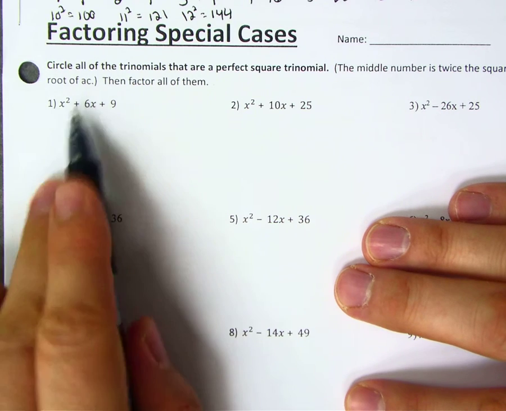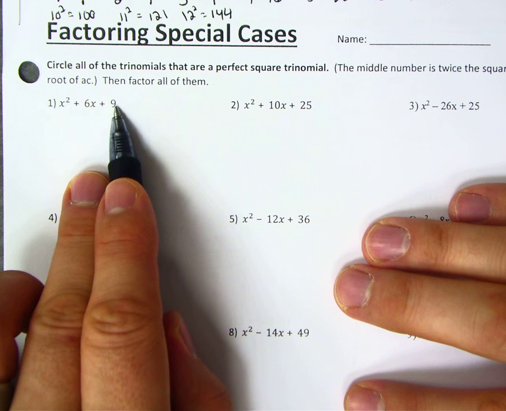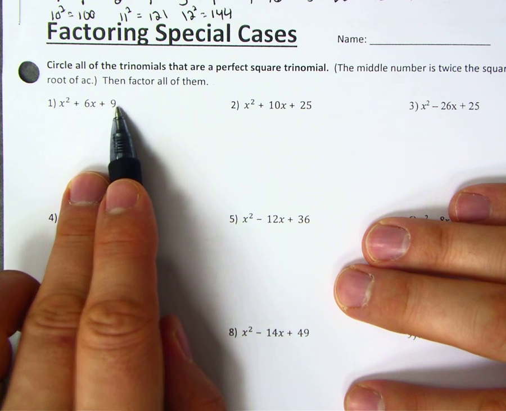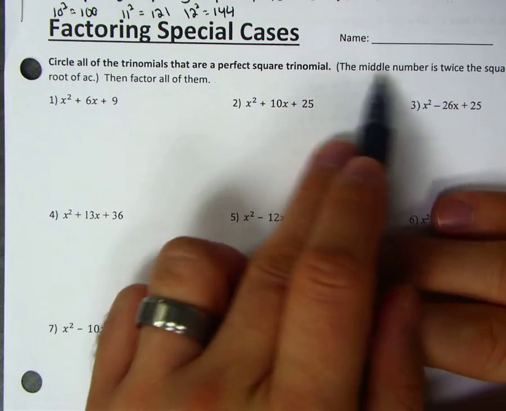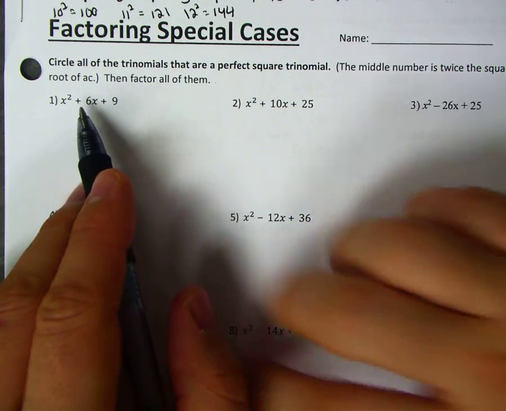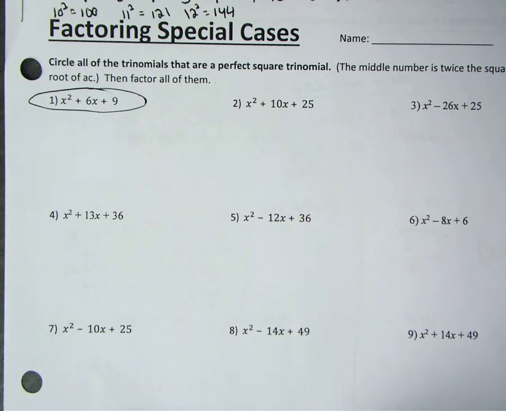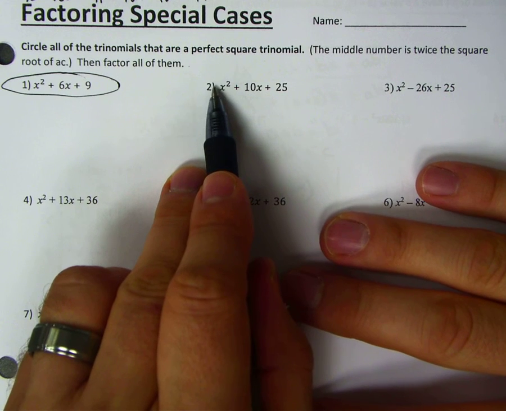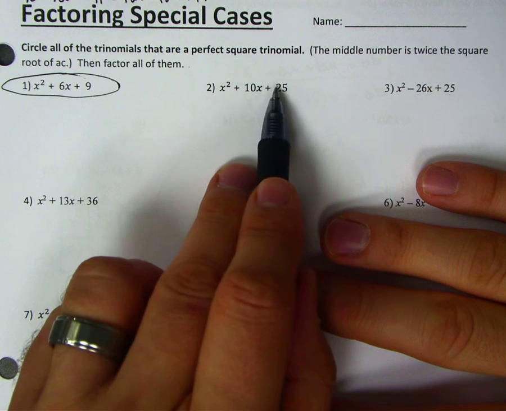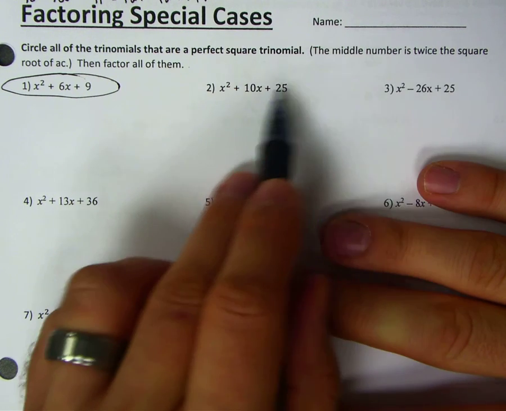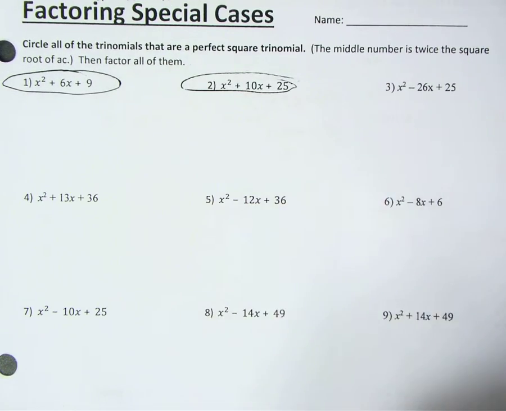So when we look at this, the square root of 1 is 1. The square root of 9 is 3. Alright, and 1 times 3 is 3. So twice that would be 6. So this is a perfect square trinomial. Alright, the square root of 1 is 1. The square root of 25 is 5. 1 times 5 is 5, and twice that is 10. So this is also a perfect square trinomial.